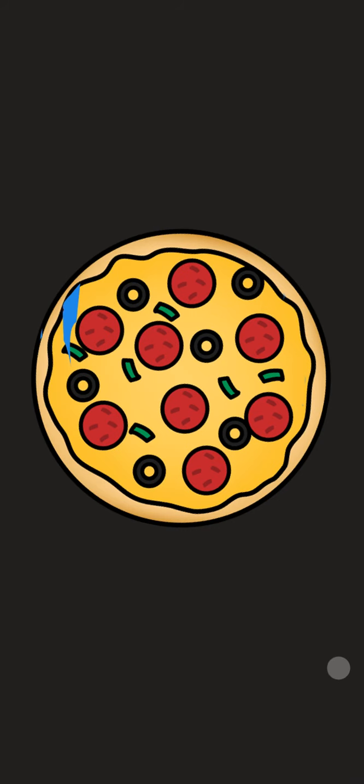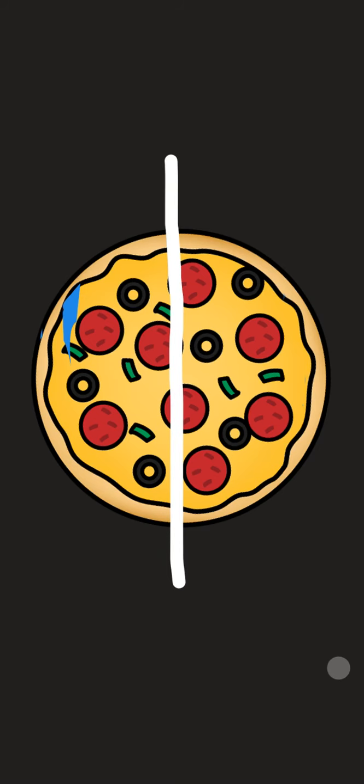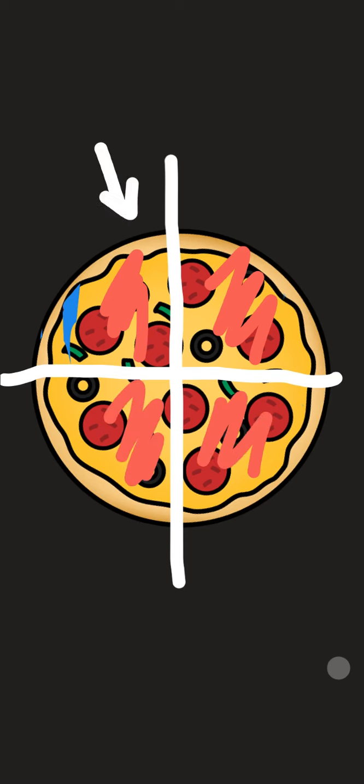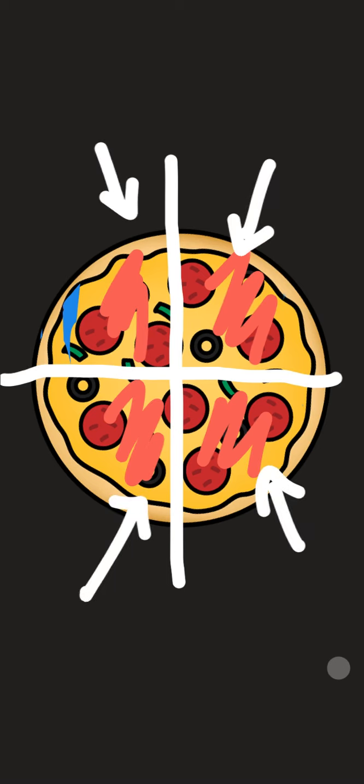I could split my pizza into more pieces. It doesn't just have to be split twice. I could split it into 4 equal pieces. As you can see, I've got one piece here, the second piece here, and the third piece here, and the fourth piece here. So each of these pieces are a fraction of the whole. A fraction is where you split a whole into equal pieces.